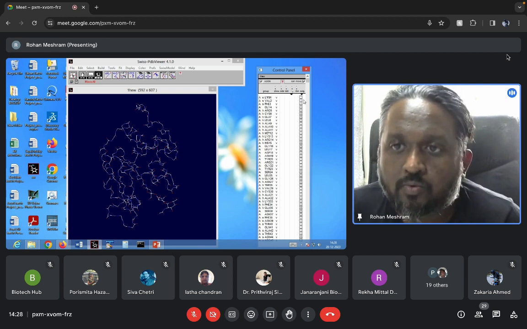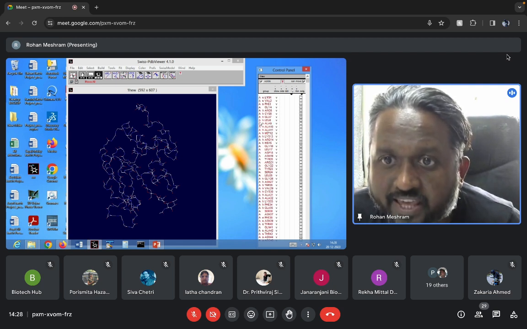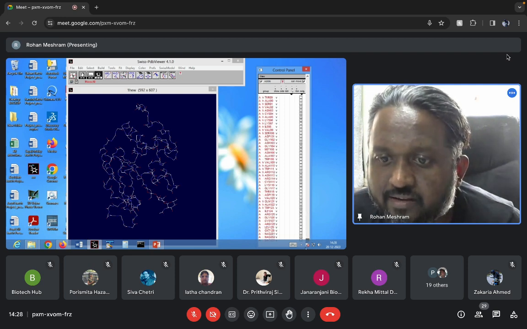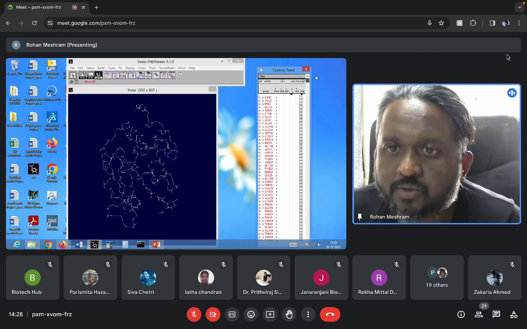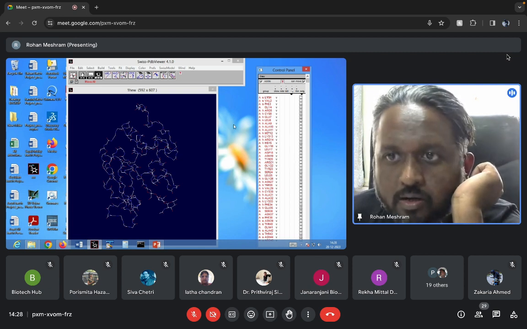Okay. So now for coloring the entire backbone, we need to select the entire backbone by clicking on this chain A, or simply clicking on this A group in this chain, you would select the entire protein. All the residues are selected now, right? So now, if you want to color the backbone, go to this color option.